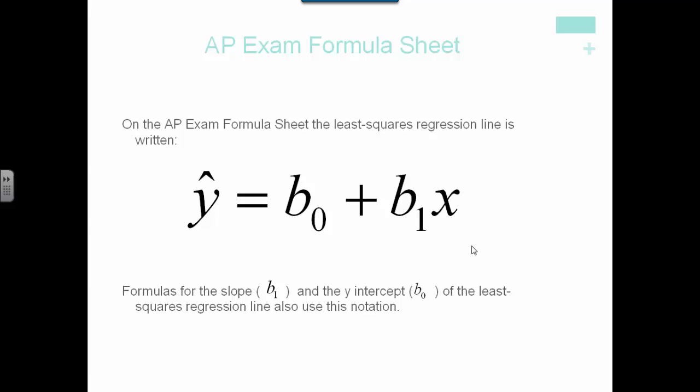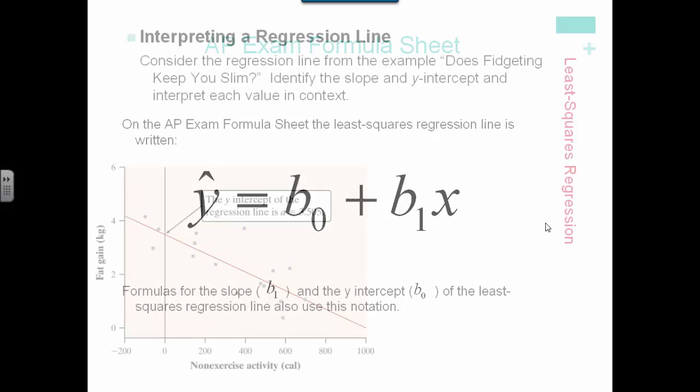Here's just a side note. On the AP exam formula sheet, the least squares regression line is written as y hat equals b sub 0 plus b sub 1 x. Formulas for the slope b sub 1 and the y-intercept b sub 0 of the least squares regression line also use this notation. So instead of a plus bx, which is the way we'll see it in the graphing calculators, they use b0 and b1. Just keep that in mind.